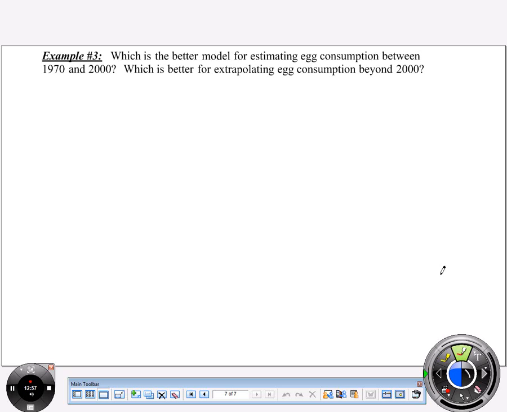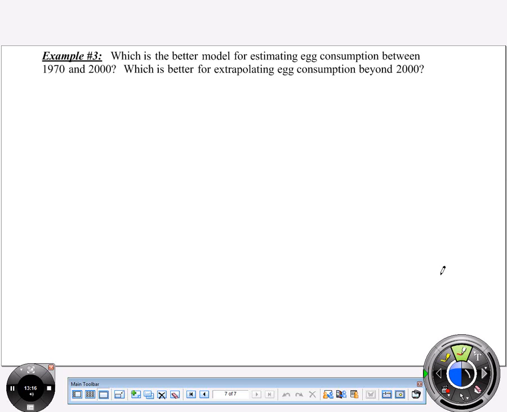Interpolation, because that's when our data was taken. And then it says, which one do you think is better for extrapolating beyond 2000? Okay? If you had to choose one to guess what egg consumption is going to be in 2020, would you use the linear one or would you use the quadratic one?